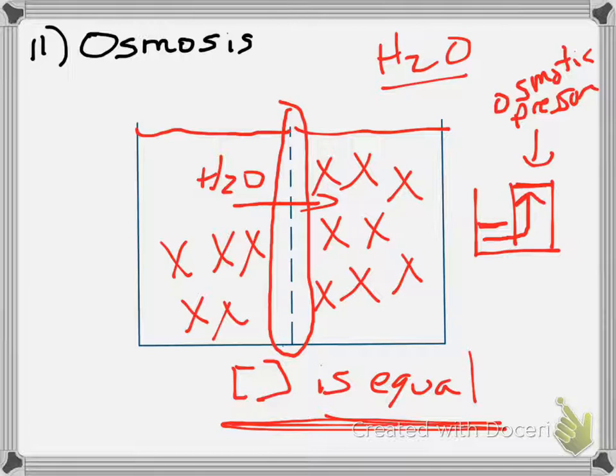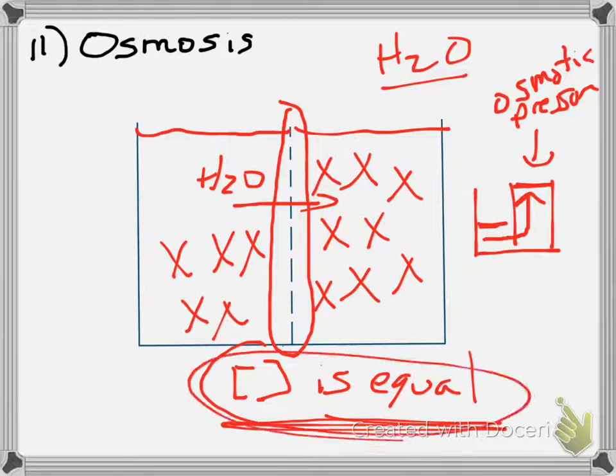It's the net movement of water across a semi-permeable membrane, which is not permeable to the X's. Therefore, the water is forced to move across. And again, the goal is the same. It's going to be equal concentration on both sides. It's just achieved differently. Water moves to dilute the solution, or dilute the solutes that have a higher concentration on one side.